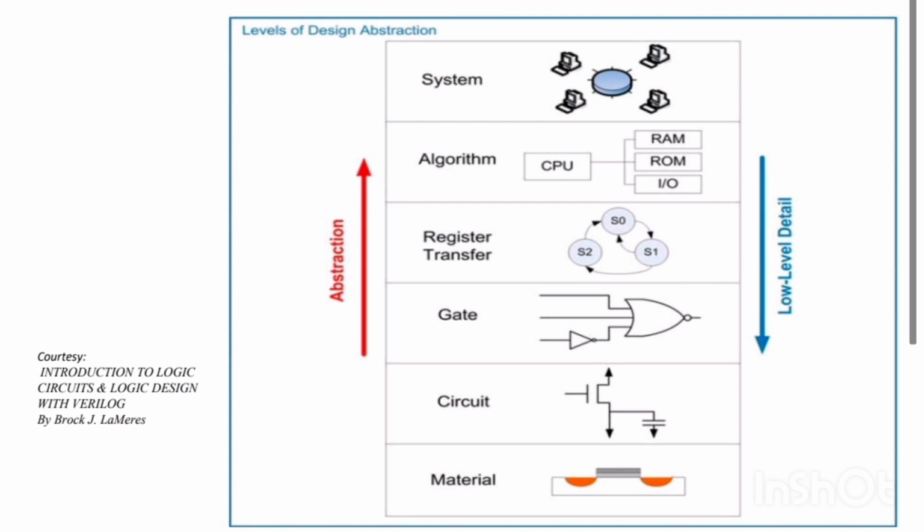And just below that we have the circuit level abstraction. The circuit level actually describes the operation of the basic gates and registers using transistors, wires and other electrical components such as resistors and capacitors. Finally, the lowest level of design abstraction is material, and this particular level describes how the materials are combined and shaped in order to implement the transistors.